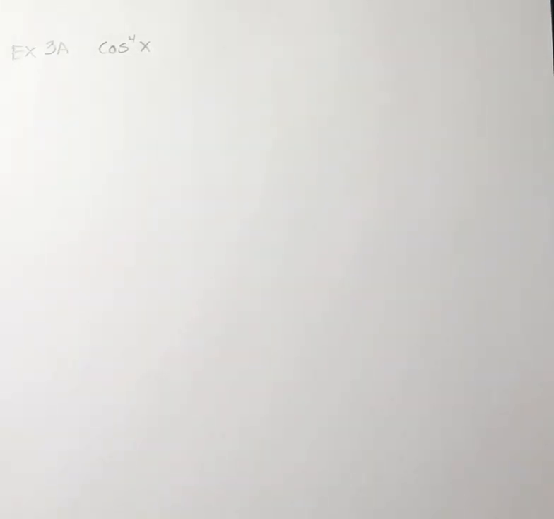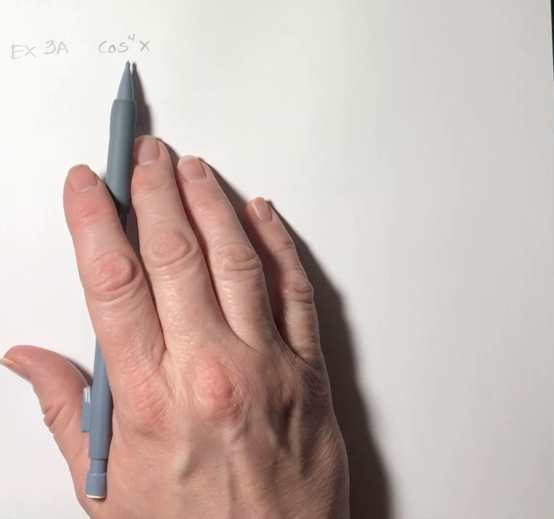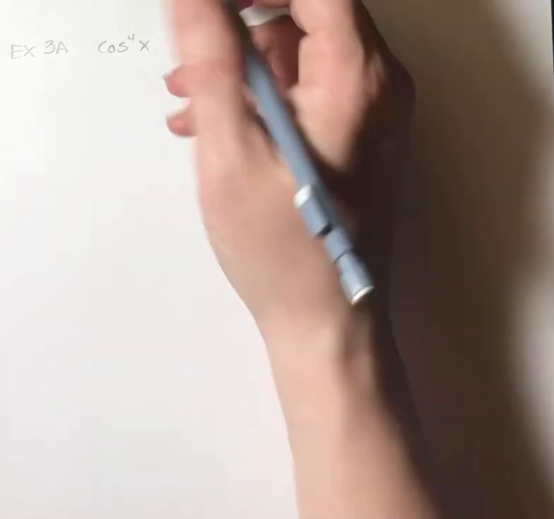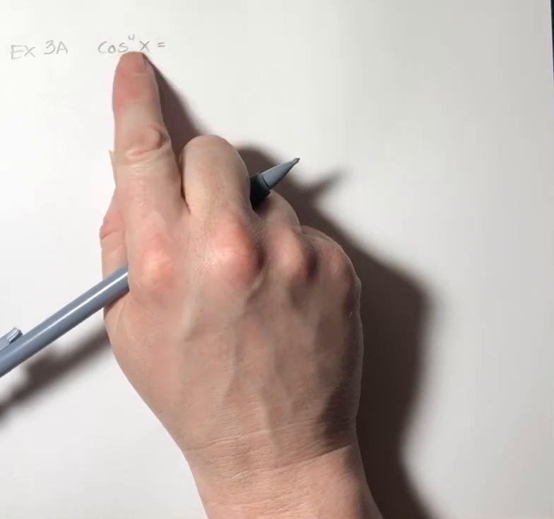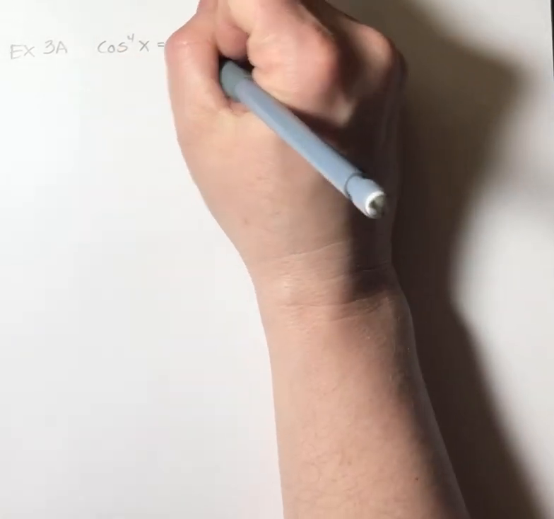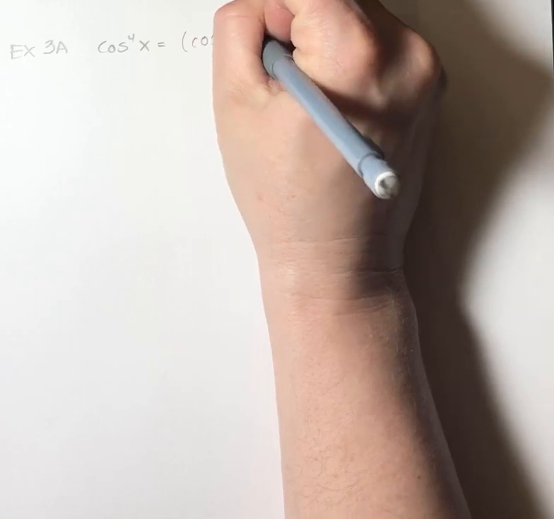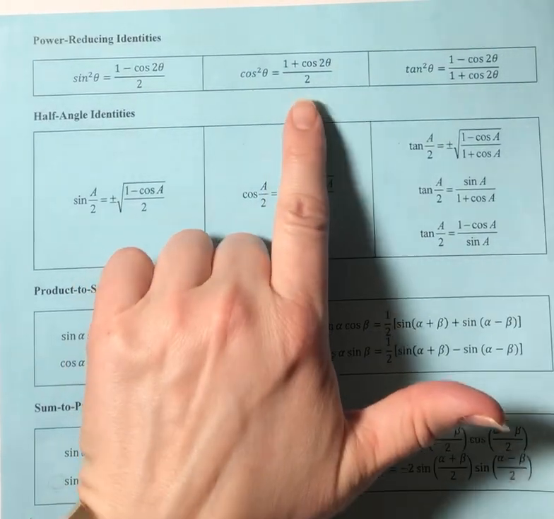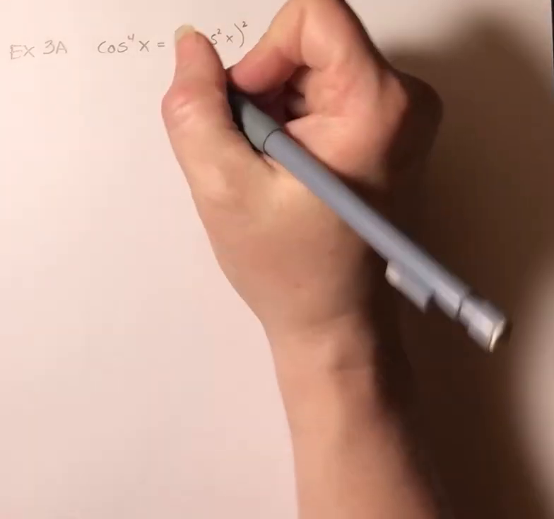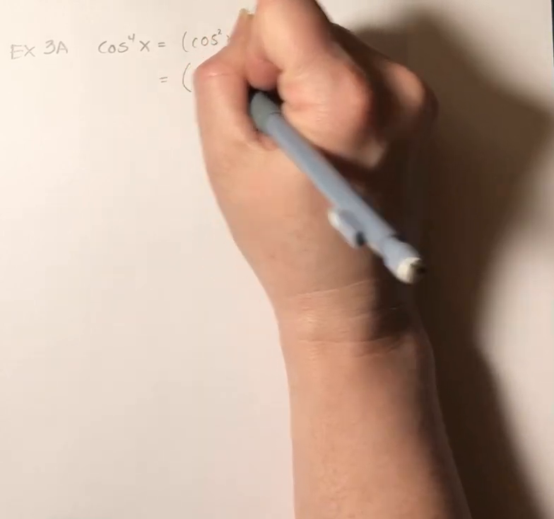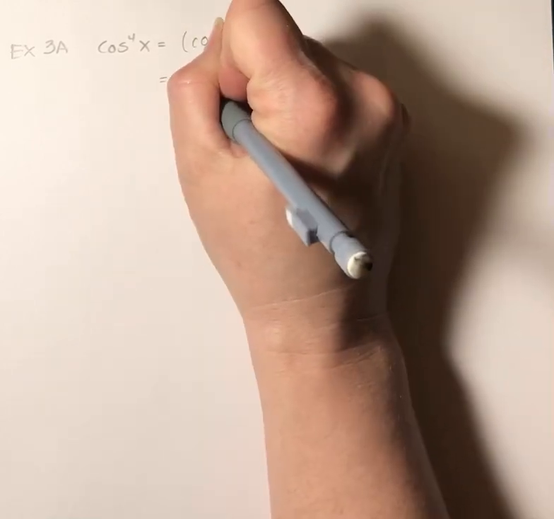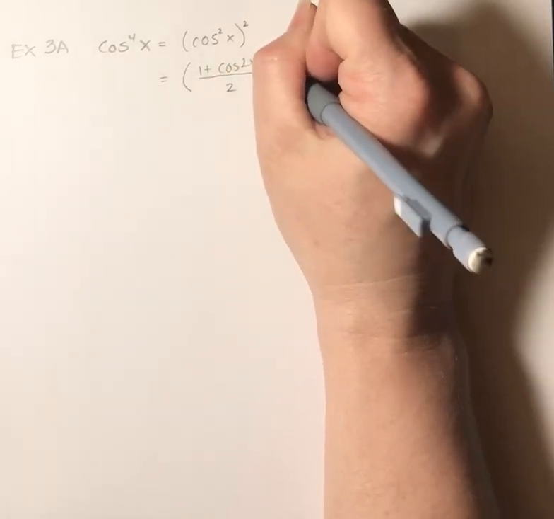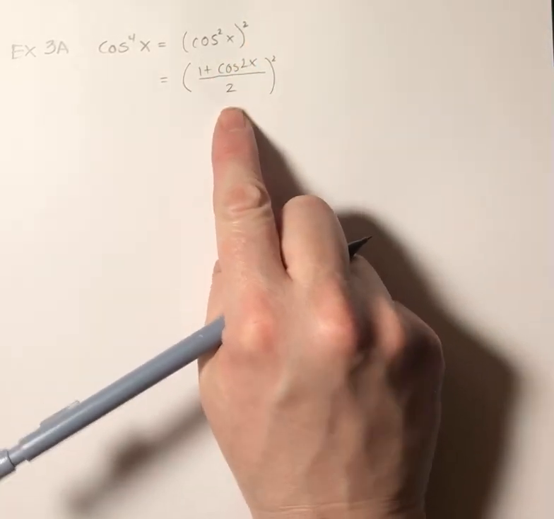So the direction for these problems says, rewrite each expression in terms with no power greater than 1. So what we're doing is reducing the power. That's why these are called the power reducing identities. So my identity is only cosine squared. So I'm going to rewrite this as cosine squared squared. So this is going to get replaced by this. So I have 1 plus cosine of 2x over 2. So I have to FOIL this and then square this.